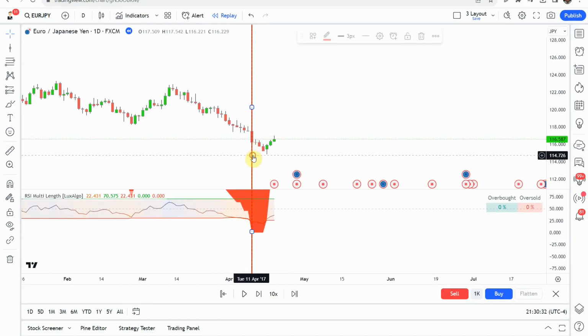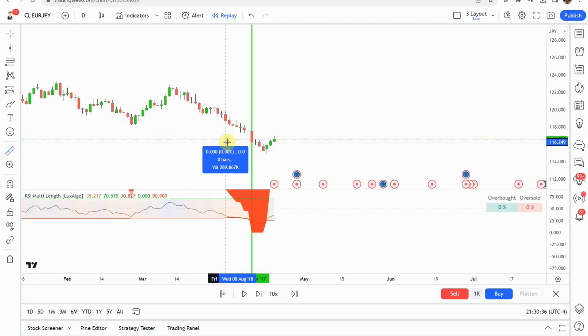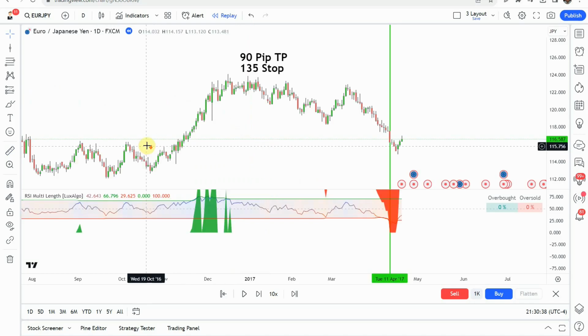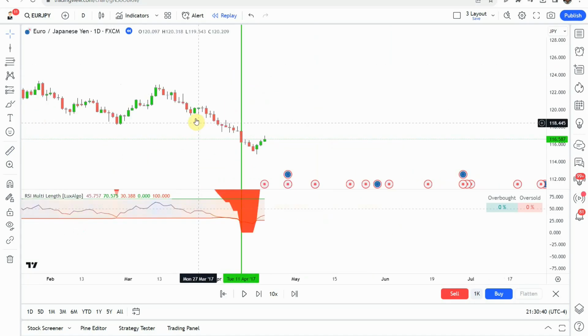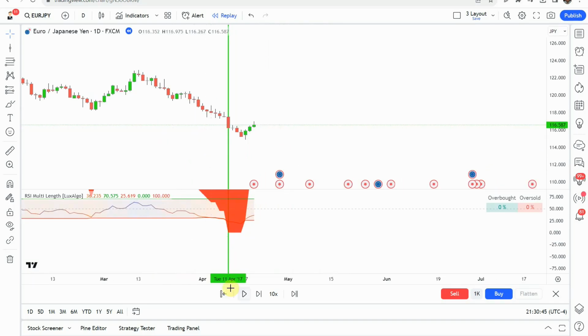That would have been a short trade there, and it does look like it is enough to get us to our take profit. What are we at? 90 pips take profit. Yep, got us to our take profit on that one. So let's go ahead and continue on.